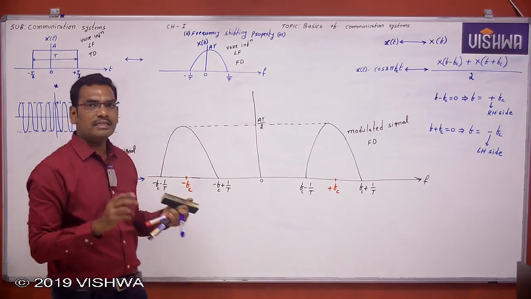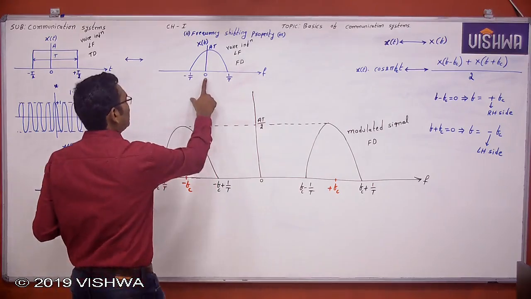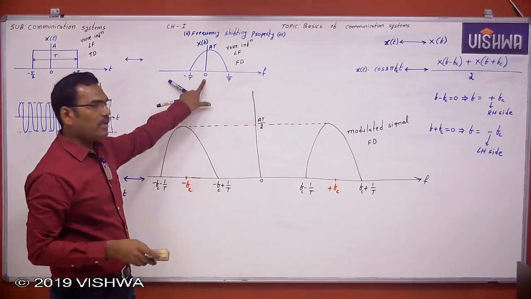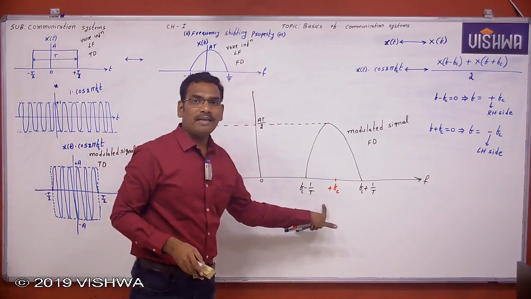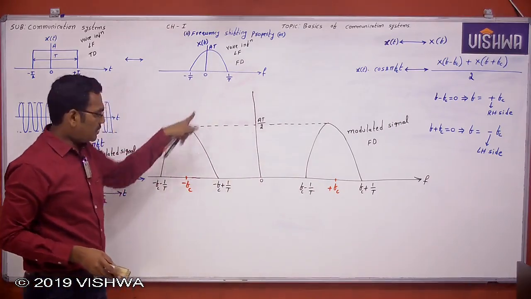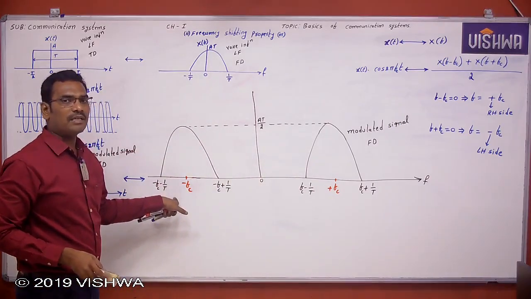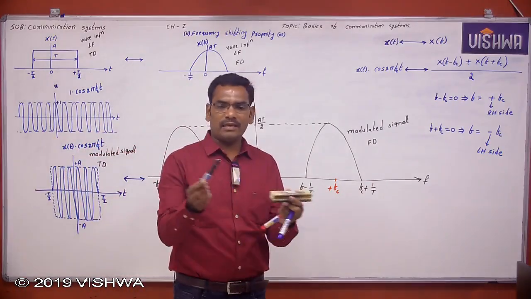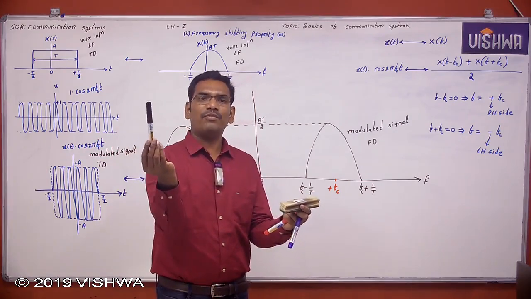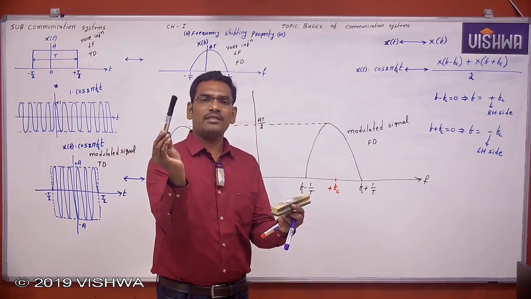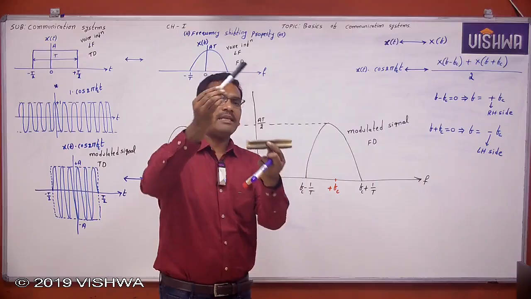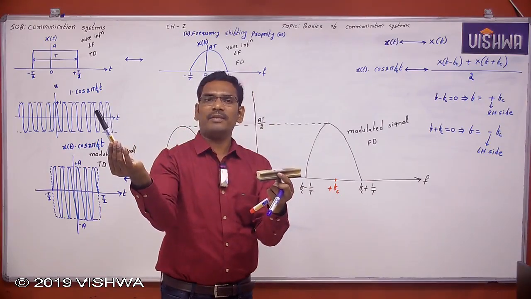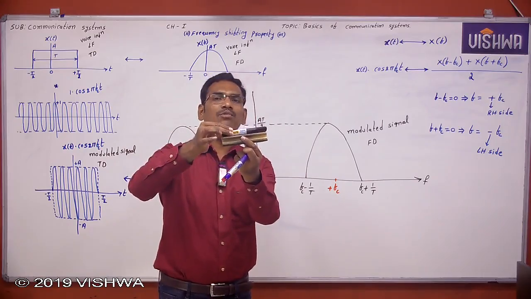When the modulation is done, the low frequency information is transformed to plus Fc. This 0 is transformed to minus Fc. What is the meaning of that? Whenever the modulation is done, this low frequency information region is transformed to high frequency.